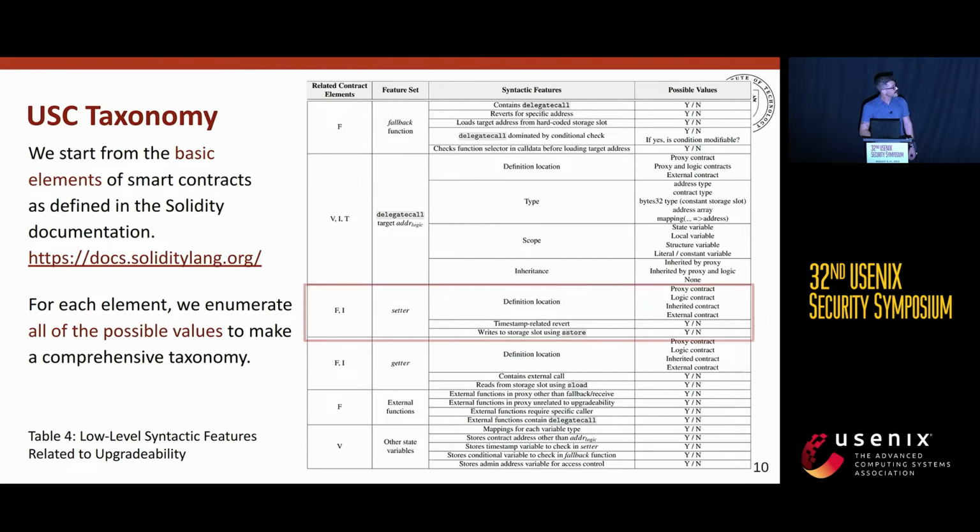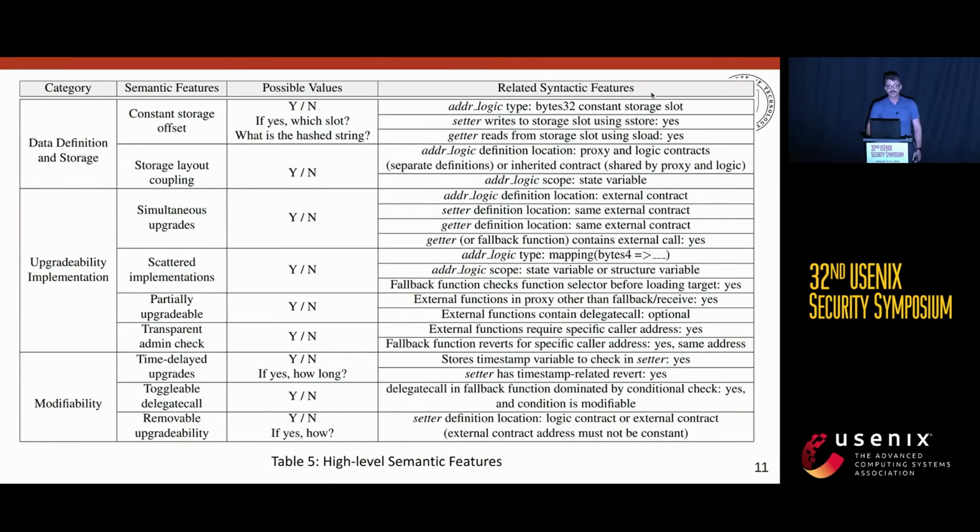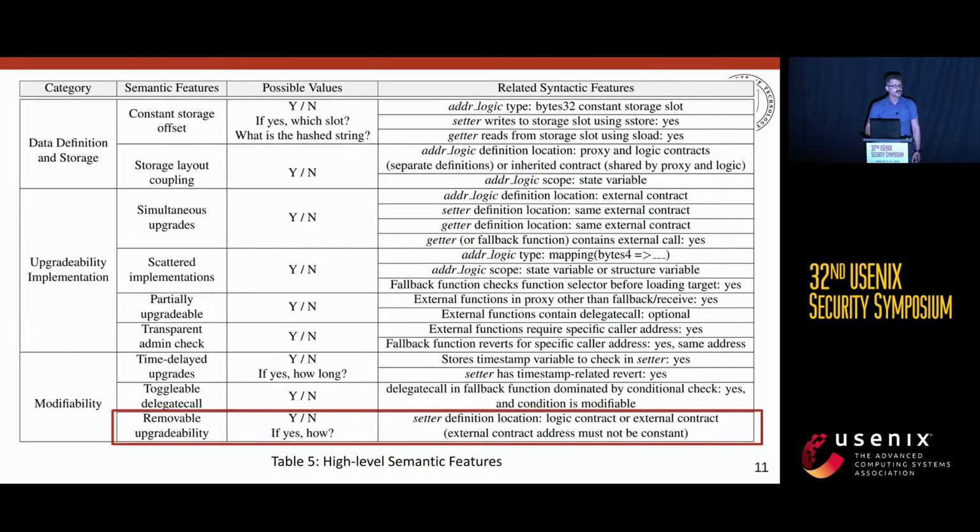And so for an example, we can hone in on the setter, which is a very important feature set, and in particular, the definition location of that setter, whether it's in the proxy contract itself, a logic contract, or some other external contract. We take those low-level syntactic features and combine them into high-level semantic features. So continuing with that example, we can look at removable upgradability, which depends on that location of the setter. We can say if it is located in the logic contract or some external contract that can be changed, then you can in fact remove upgradability.